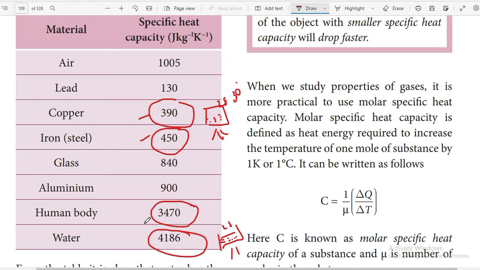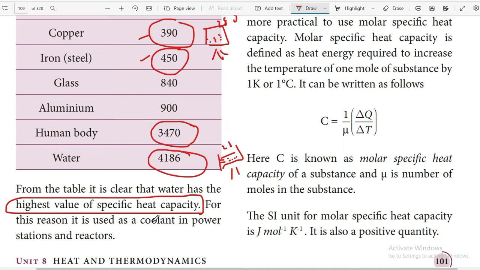So you can compare. Apart from water, they may also give other materials and give the choices for specific heat capacity. For this reason, water is used as a coolant in power stations. So the question will be asked: why is water used as a coolant in power stations and power reactors?